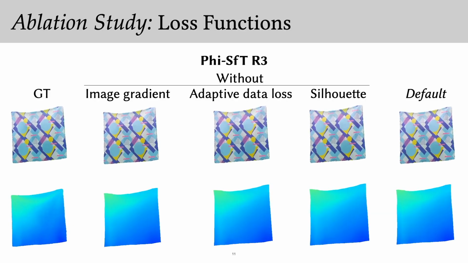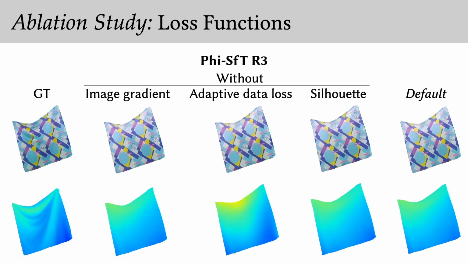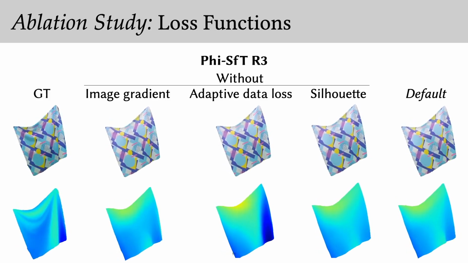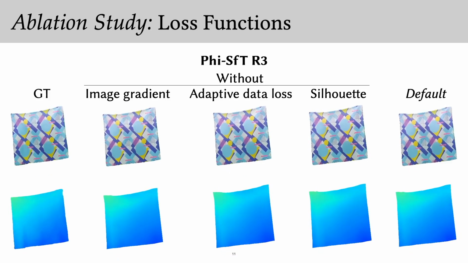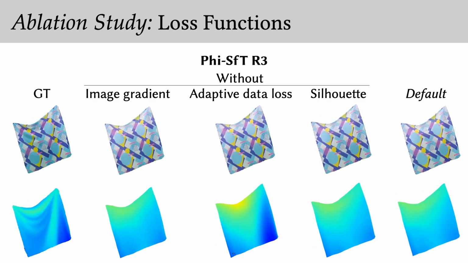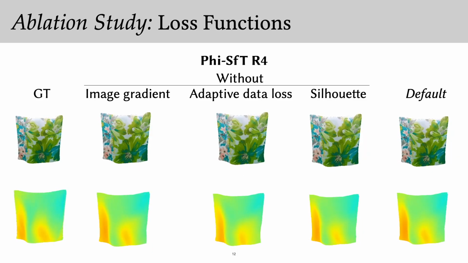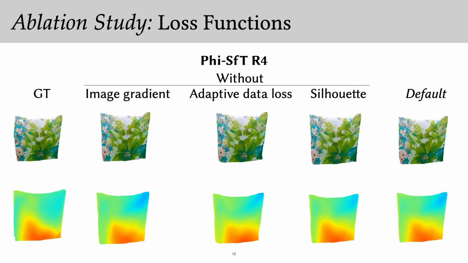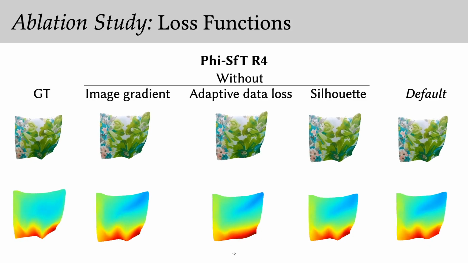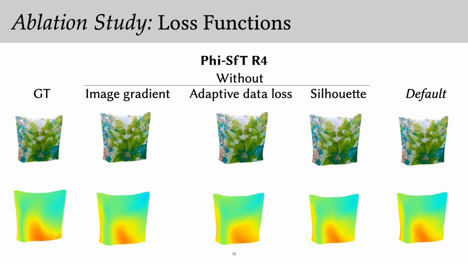We made some ablation studies for our method. First, we run the experiments that remove image gradient, silhouette, or adaptive data loss, and compare with our default setting. Although the image gradient and silhouette loss can improve quality, the results may look similar. Our proposed exponential weighting factor on vision losses enhances the performance significantly. We can see that without the adaptive data loss, the depth map deviates substantially from the ground truth.